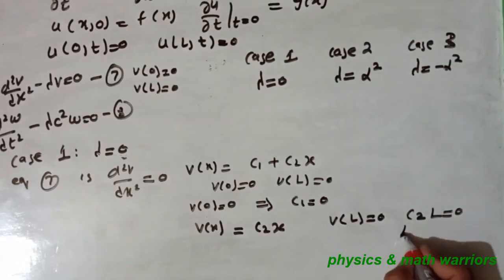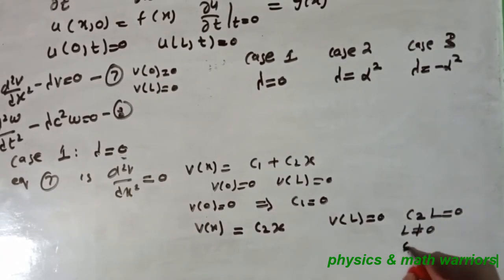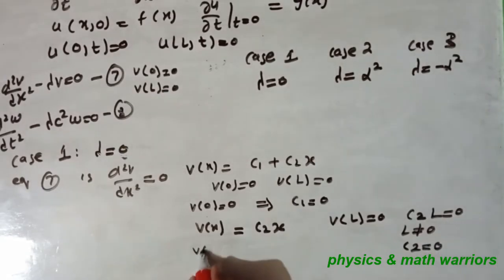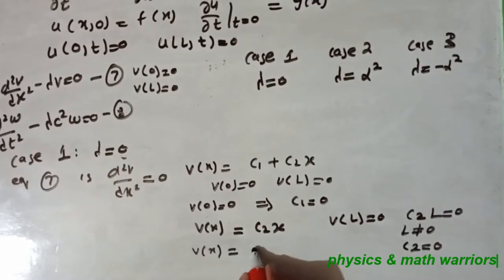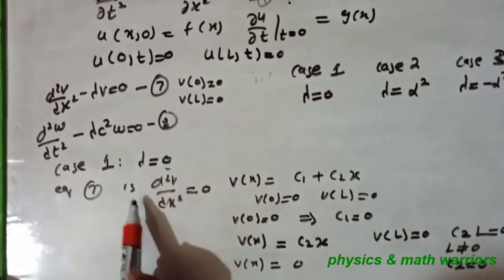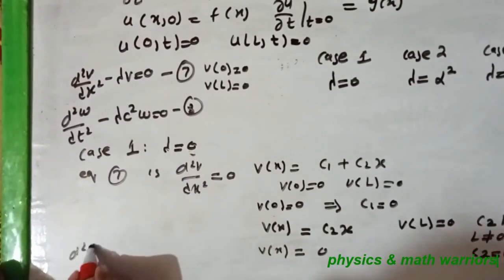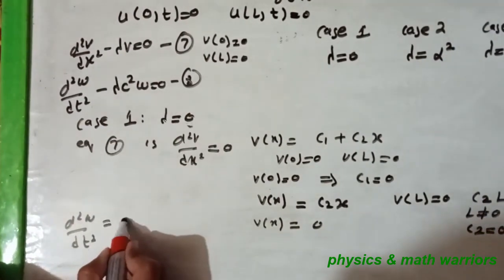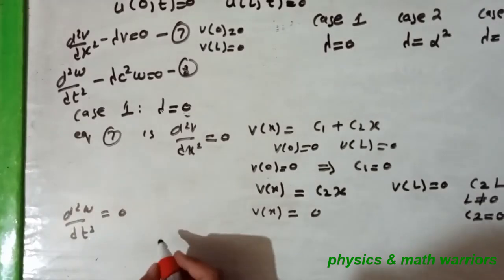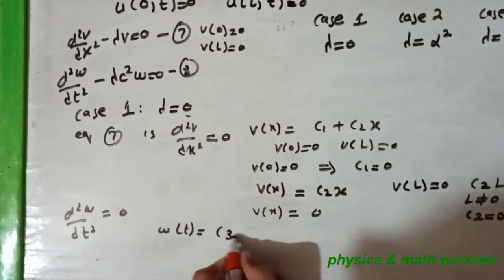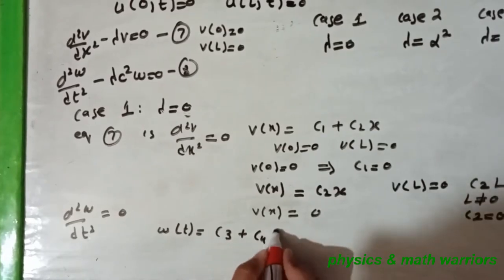Since L is not equal to 0, so C2 is equal to 0. So V of x is equal to 0. When lambda is equal to 0, then equation 8 becomes d square omega over dt square is equal to 0, and the solution of this equation is omega of t is equal to c3 plus c4t.